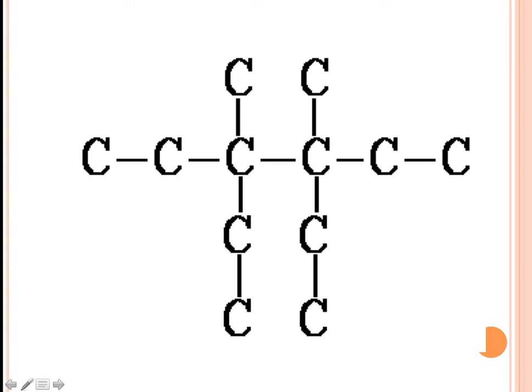So it's hexane. We've got up the top here 2 methyl groups, and down the bottom here, 2 ethyl groups. I'm going to talk about my ethyl groups first because E comes before M alphabetically, and that is how it works. So I've got 2 ethyl groups, 1 on carbon 3 and 1 on carbon 4. So it's 3,4-diethyl, 3,4-dimethylhexane.